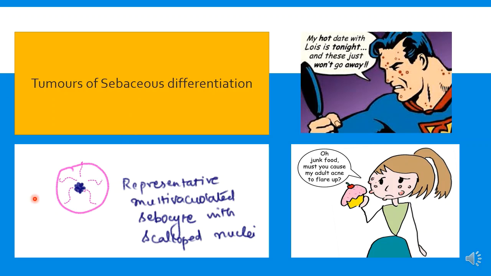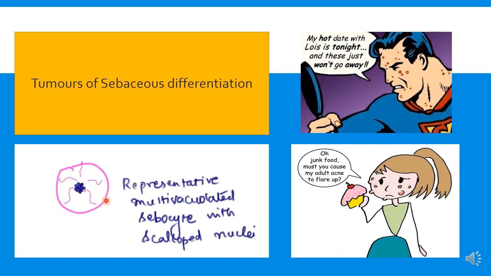Before approaching the tumors of sebaceous differentiation, please remember this illustration. This is the illustration of a multivacuolated sebocyte. There are sebocytes in each of the sebaceous tumors, which are pointers for sebaceous differentiation. The sebocyte is rich in lipid vacuoles, so the lipid vacuoles will indent the nuclei, causing scalloping of the nuclei.